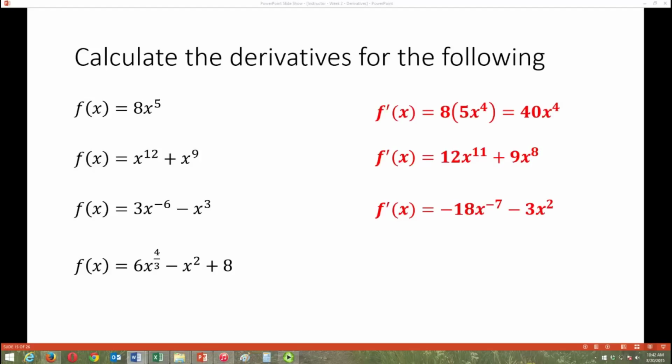Let's look at one last example. F of x equals 6x to the 4/3 minus x squared plus 8. Although this has 3 terms in it, we treat each term separately just as our sum property tells us to. F prime of x equals 8x to the 1/3 minus 2x. Please note, I don't want to gloss over this, but we mentioned it earlier, the derivative of a constant term is simply 0.